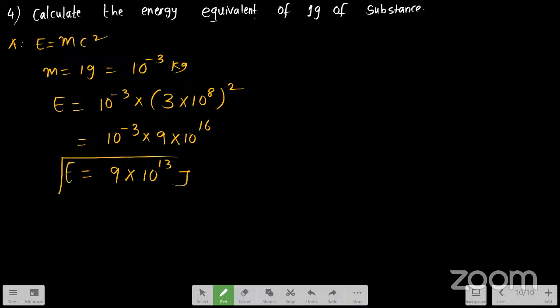So by this, we finish all the important numerical from nuclei physics chapter or nuclei chapter. So from this, you can expect one numerical along with LAQ in annual examination.